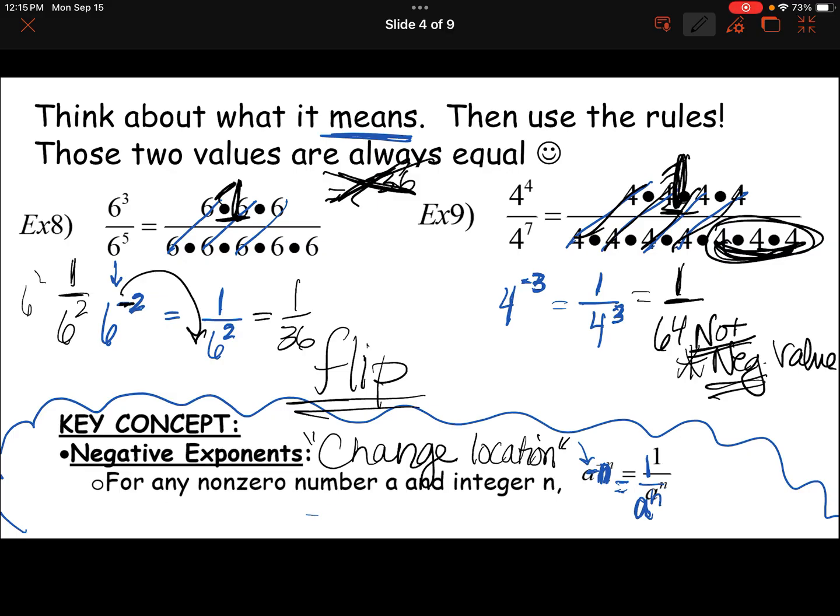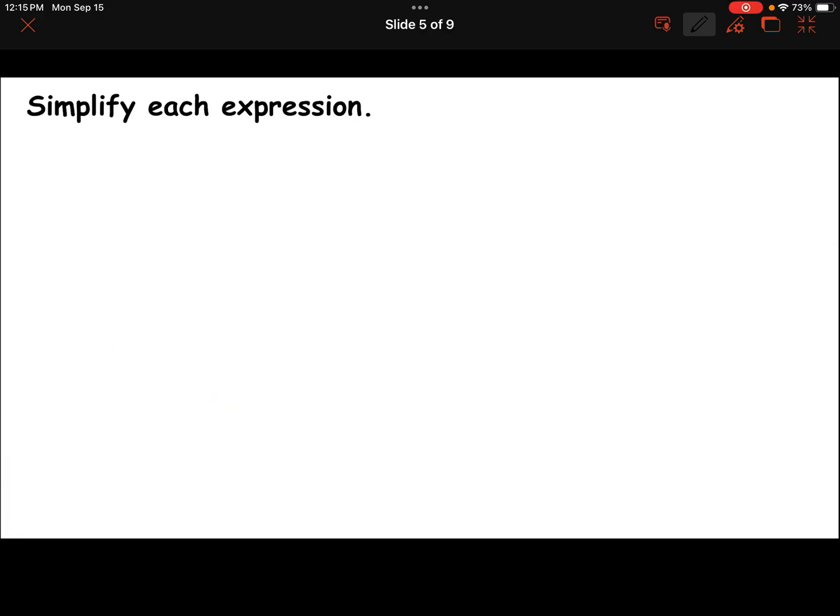Okay? So let's try a couple. 10 is 3 to the negative 1. Again, 3 to the negative 1.